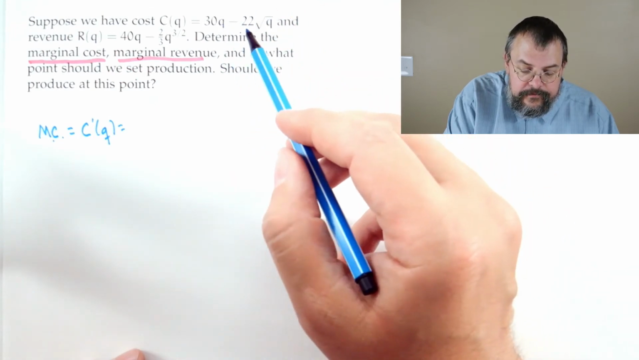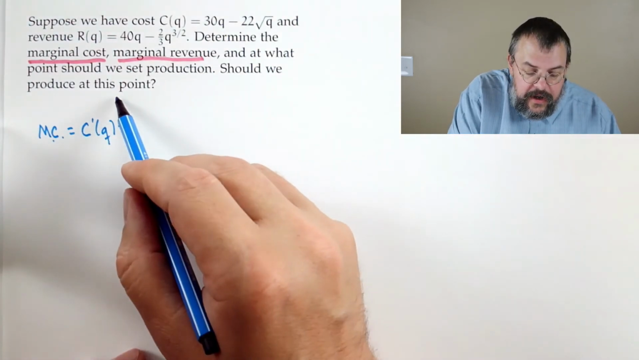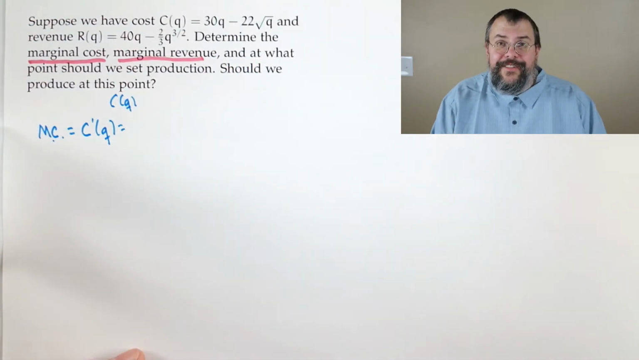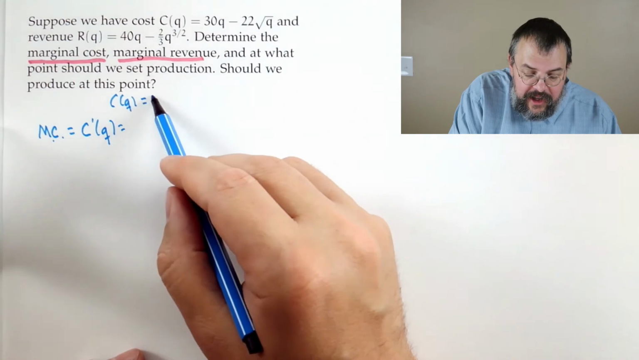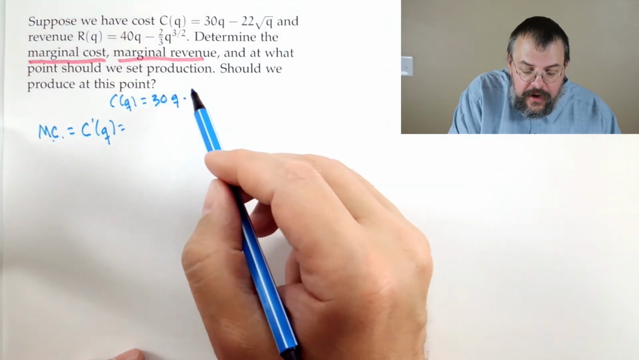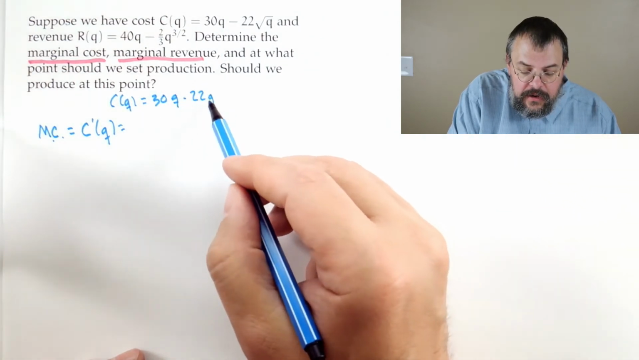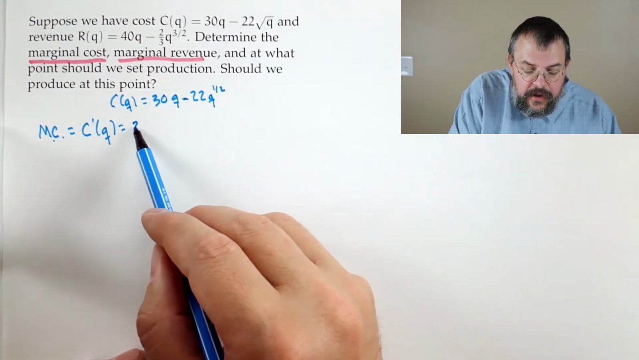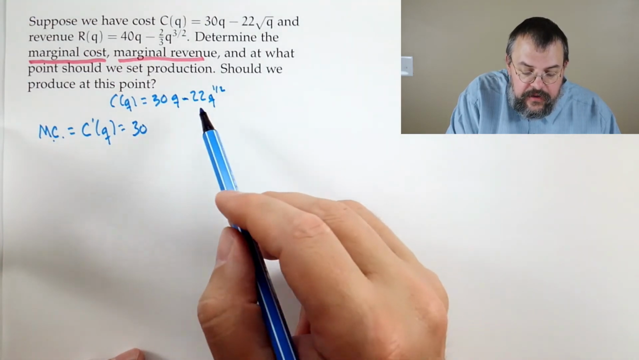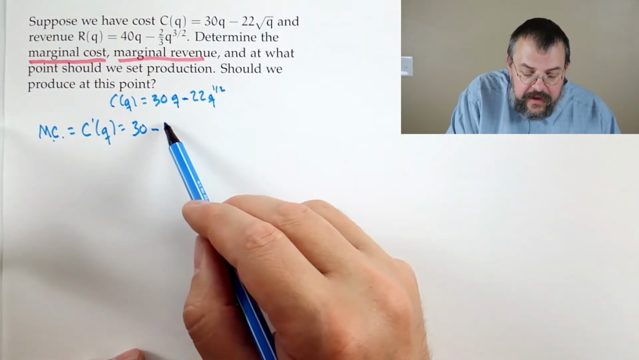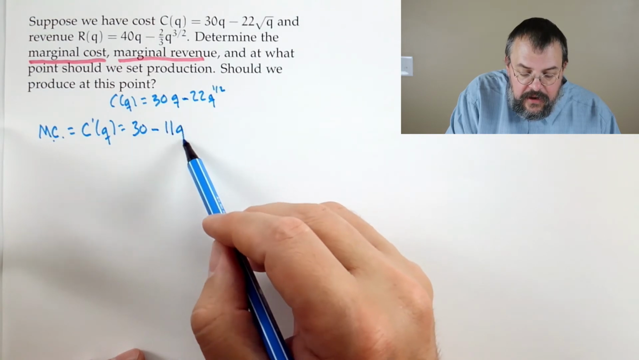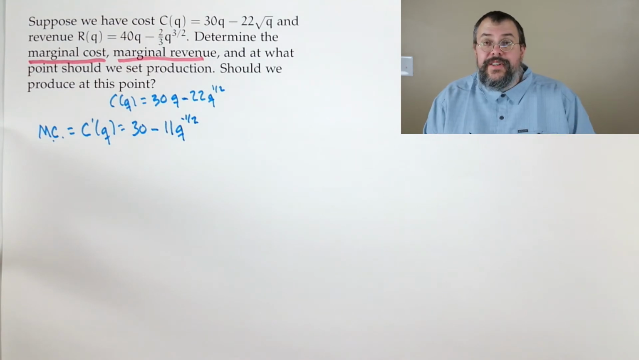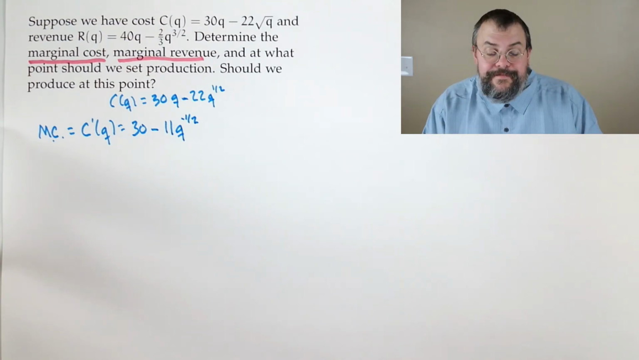Well, first off, let's make a little note here of our cost function. See, that square root of Q, that's not a very calculus way to write that. We want to rewrite it in a nice calculus-friendly format. So 22Q to the 1/2 power. All right, so the derivative would be 30. And now the next term, the 1/2 comes down, so minus 11. Then it's Q to the minus 1/2, because you subtract 1. Okay, so there's our marginal cost.